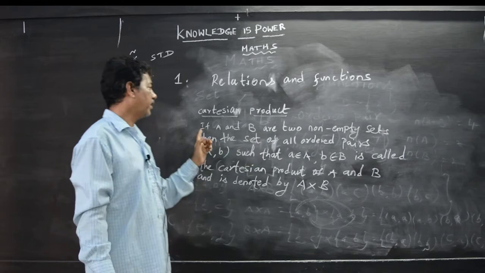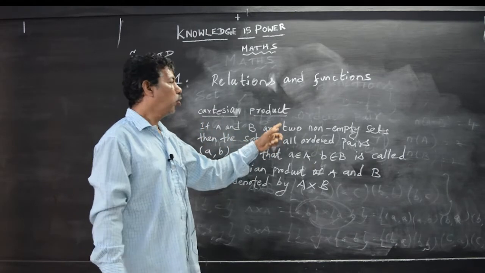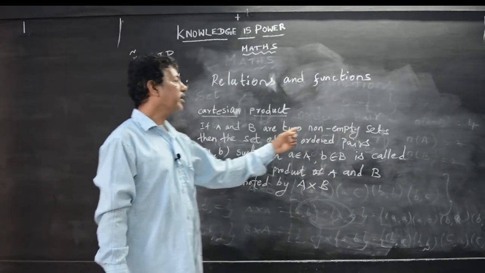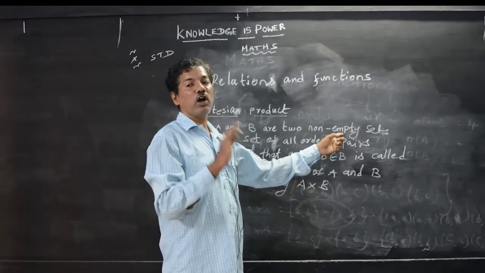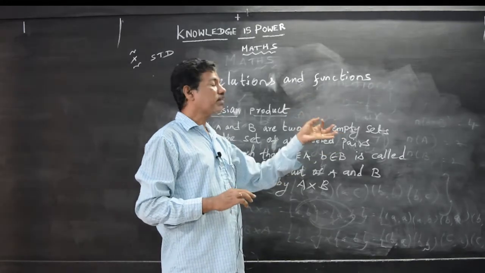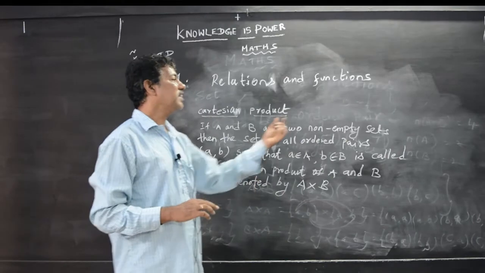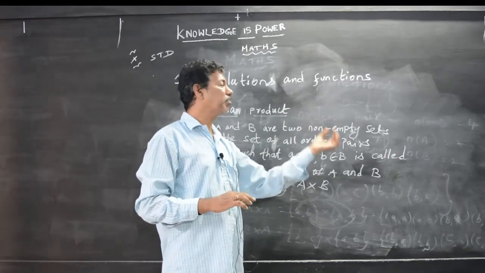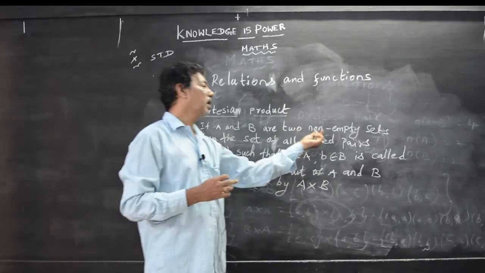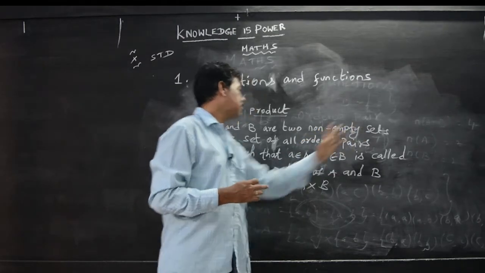So the definition I have given: if A and B are two non-empty sets. Non-empty set means it should not be an empty set; there is some element present in the set. An empty set is a set with no elements, and with an empty set we cannot find the Cartesian product. So that's why they represent non-empty sets.